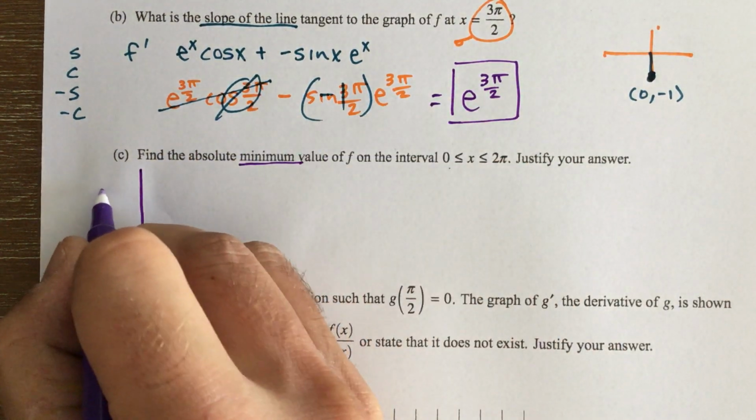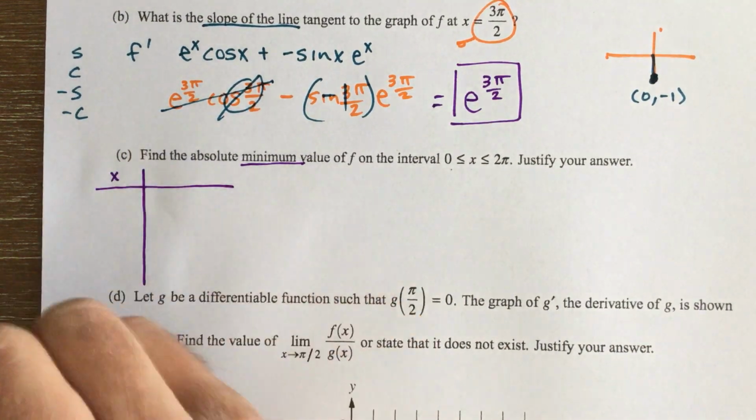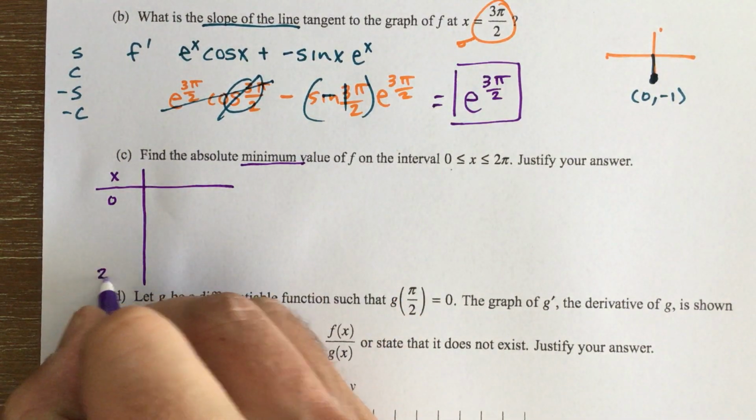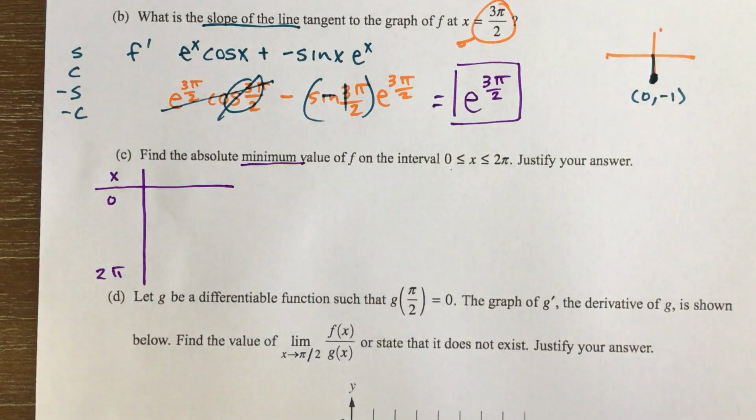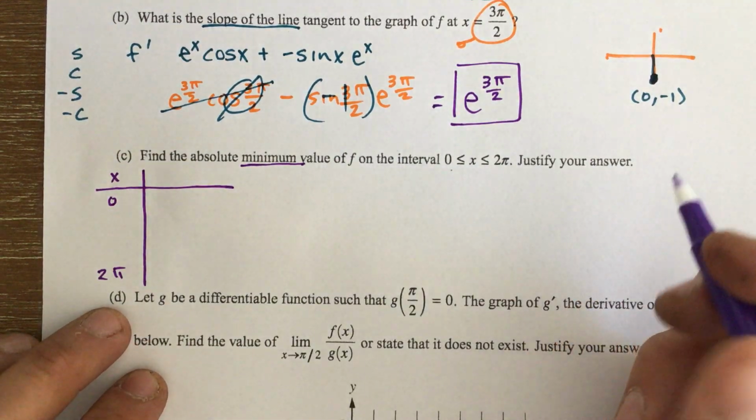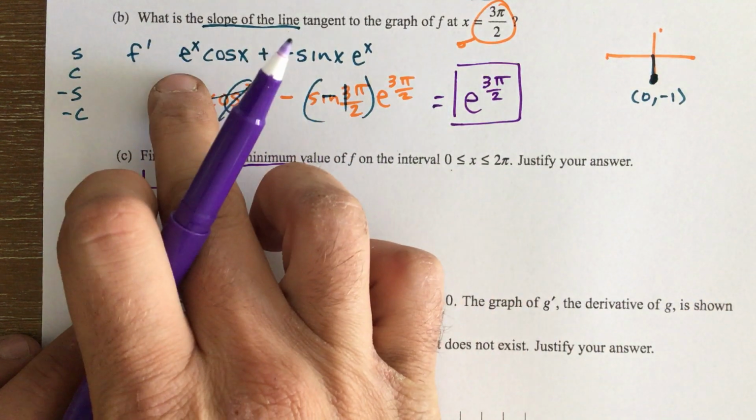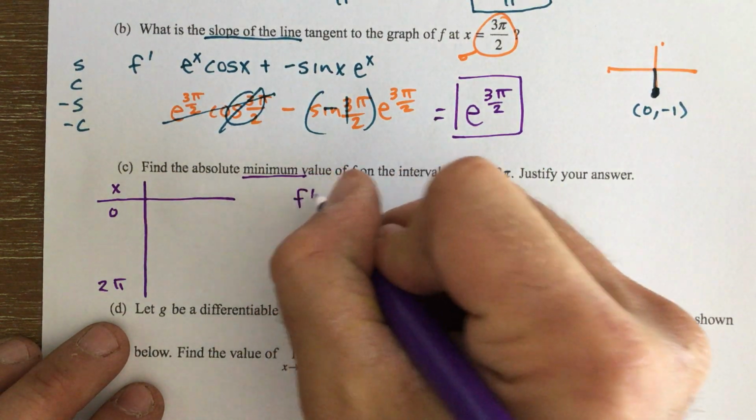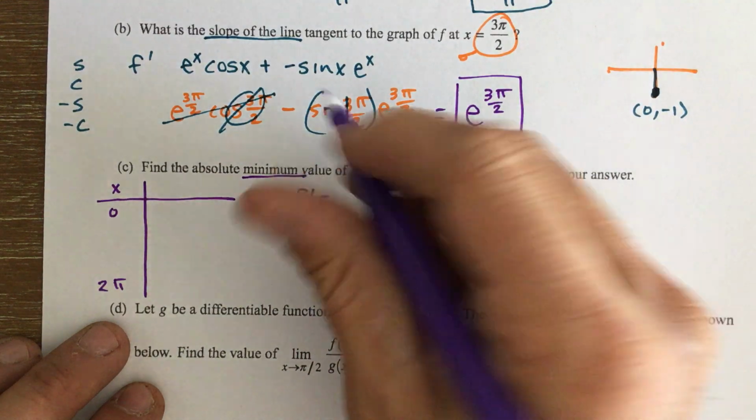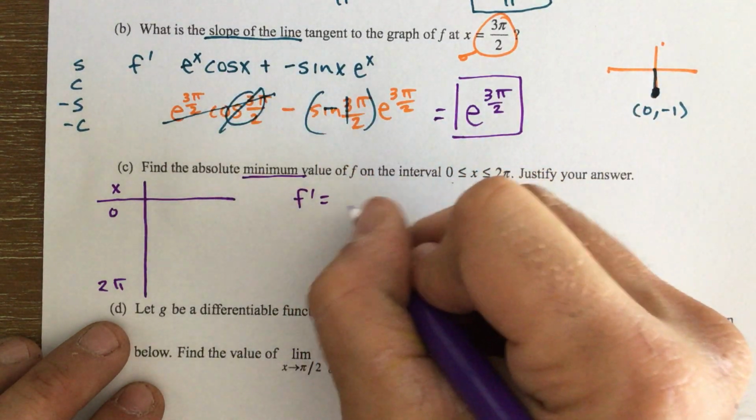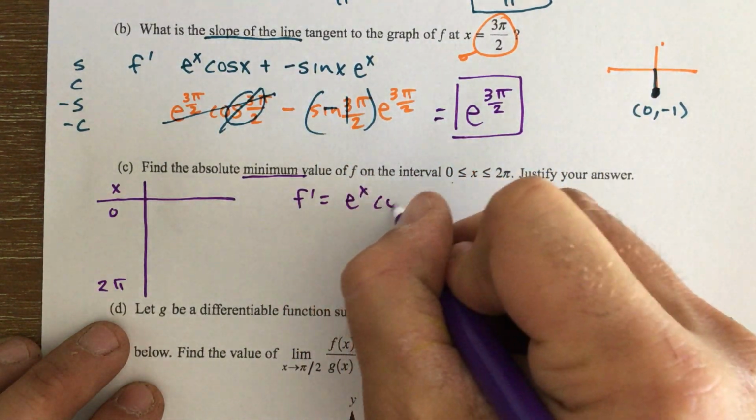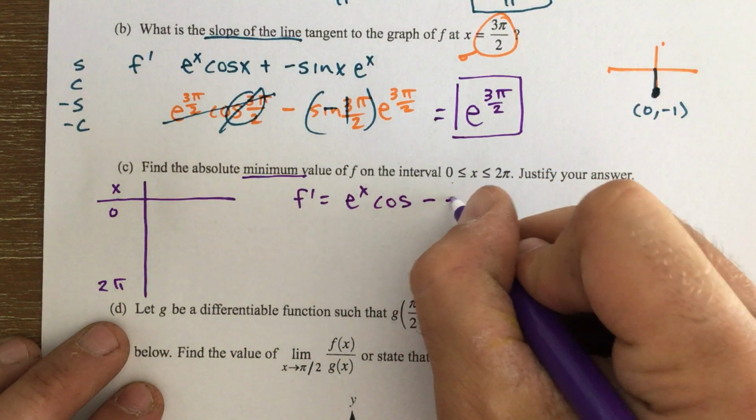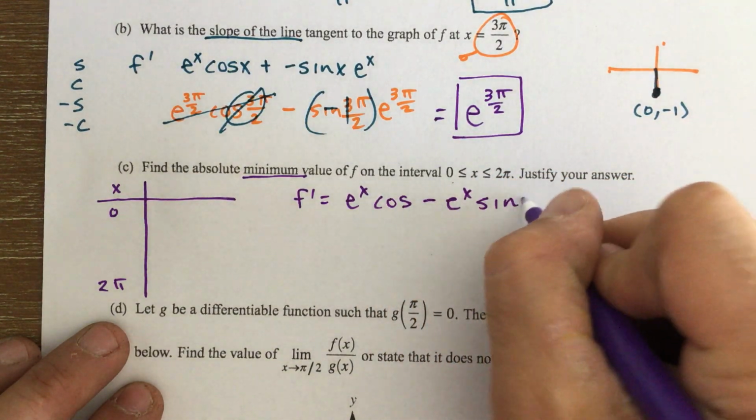I'm going to make a little chart right here. Endpoints, the x values can be 0 or 2 pi. I just need to figure out if there's anywhere along the way as well. So looks like I already have the derivative of this thing, so I'm going to use that. F prime is equal to, and I'm going to rewrite it just a little bit to make it a little bit nicer. E to the x cosine x minus e to the x sine x.